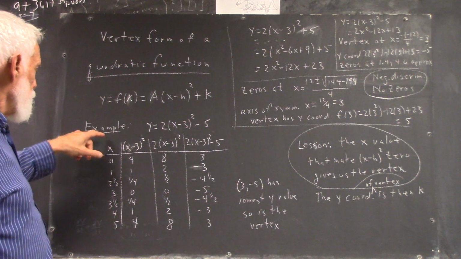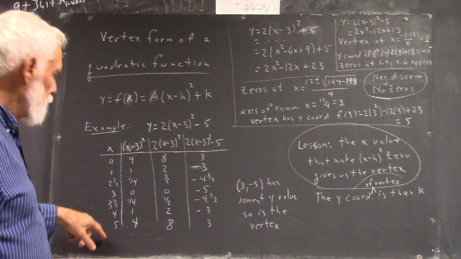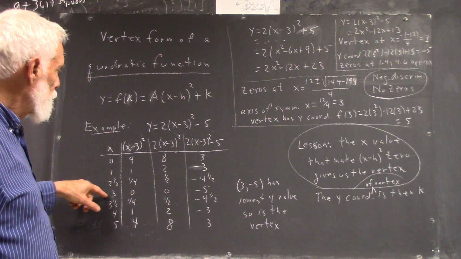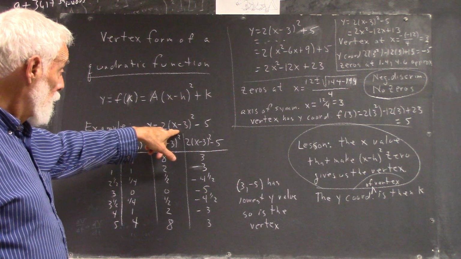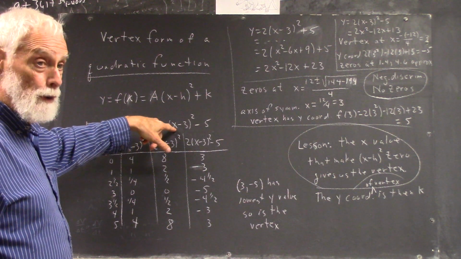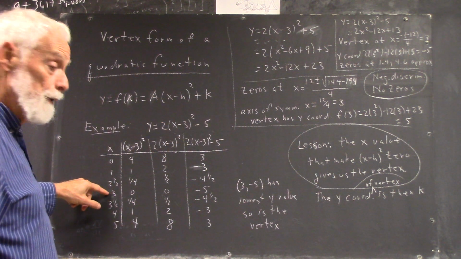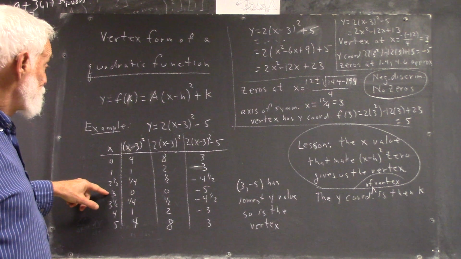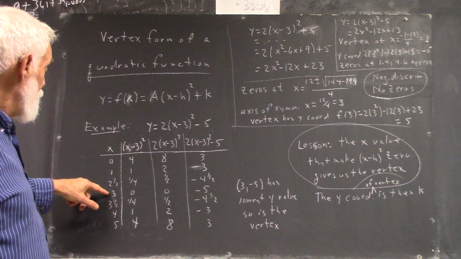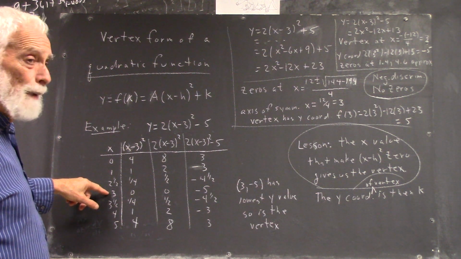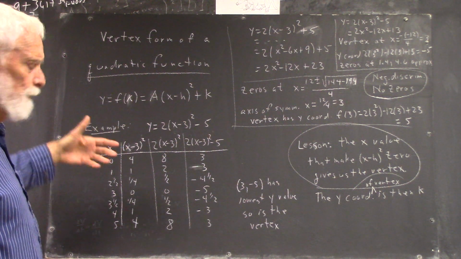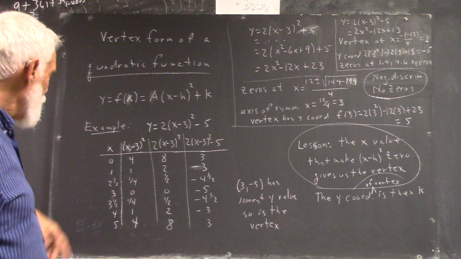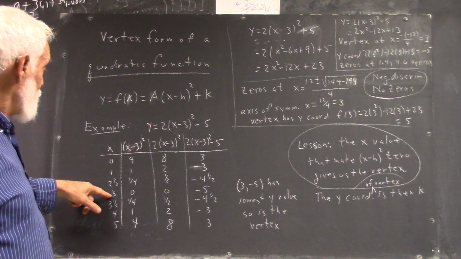I'm going to use x values that are centered around the value that makes x minus 3 zero. That would of course be where x equals 3. So x equals 3 is in the middle. And then I use my -2, -1, -1/2, 0, 1/2, 1, 2, and I add those to 3.